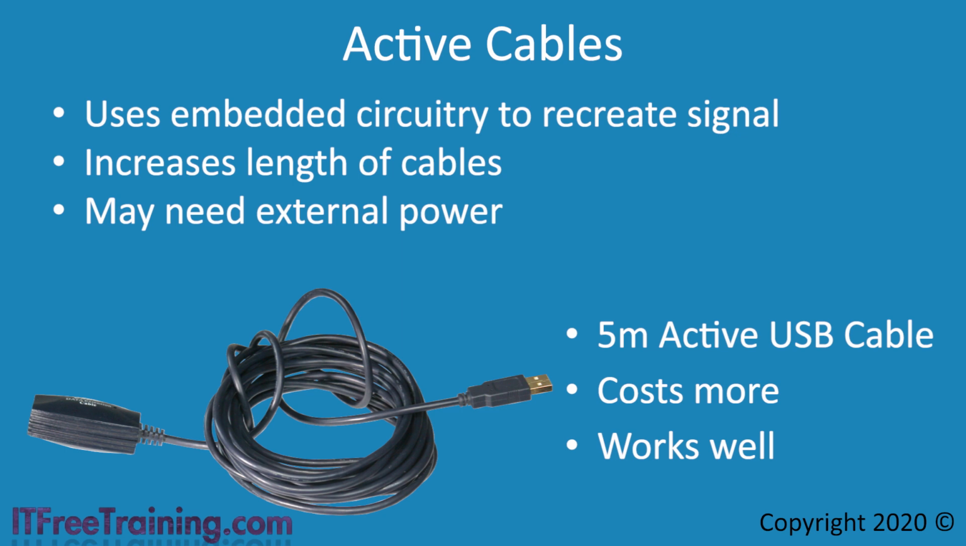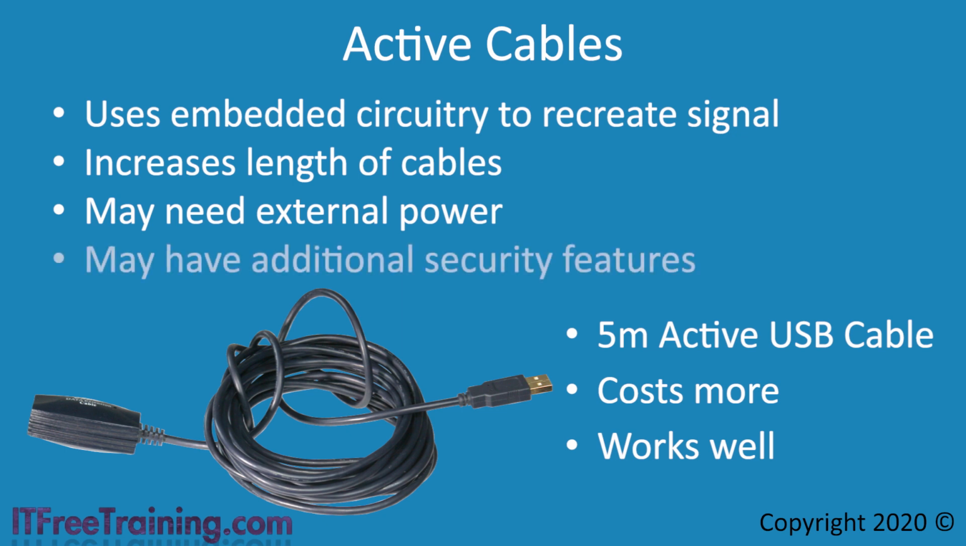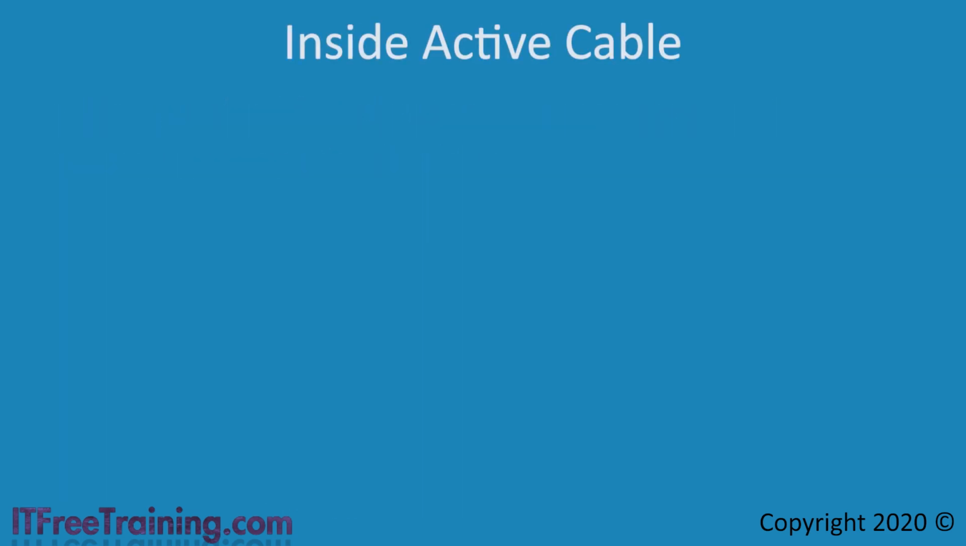One of the criticisms of active cables is that some of these cables contain additional security features. For example, this can limit what devices can be used with the cable. Although the primary purpose of an active cable is to increase the reliability of the cable, its circuitry can be used for other things. Let's have a look inside this cable so we can better understand how it works.